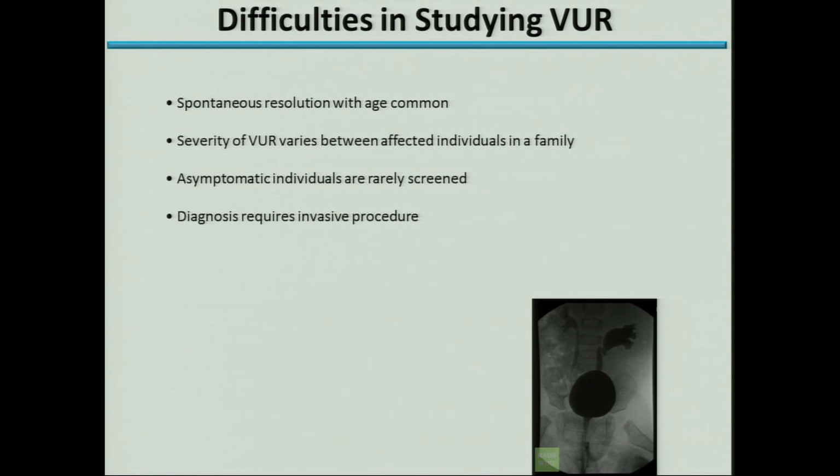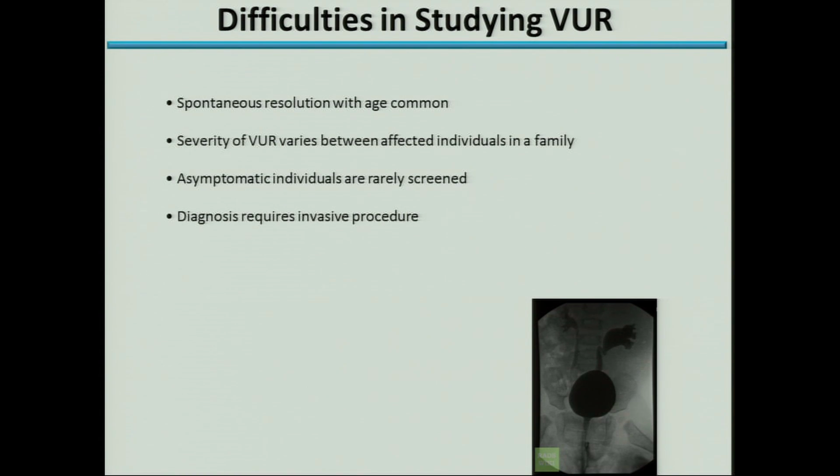The most common problem we encountered was that there's spontaneous resolution with age, so it's very difficult to actually characterize which patients had the disease and which didn't. In addition, the severity of VUR really differs between affected individuals in a family. Some patients would have just grade 1 VUR, and some would present in end stage without ever having a urinary tract infection, and the thought was they had VUR based on DMSA scans.